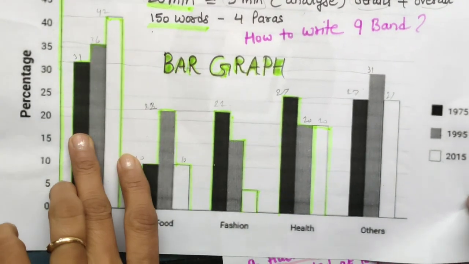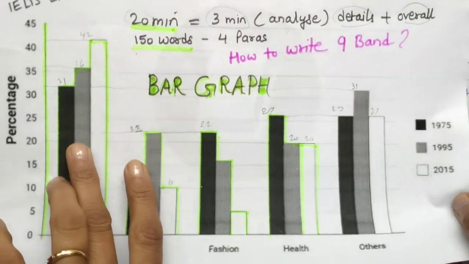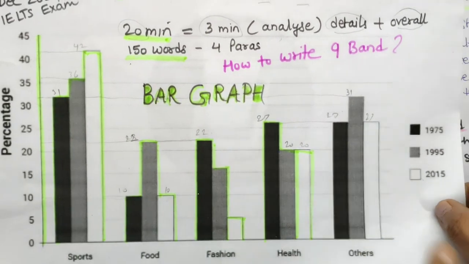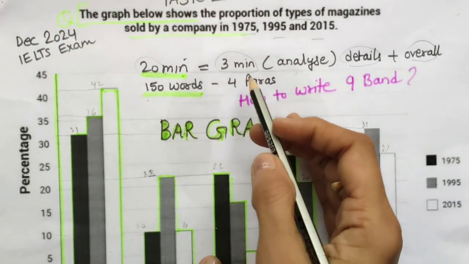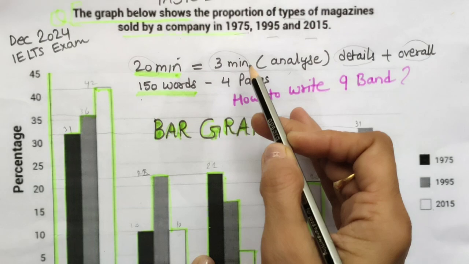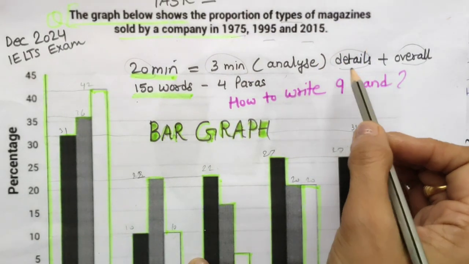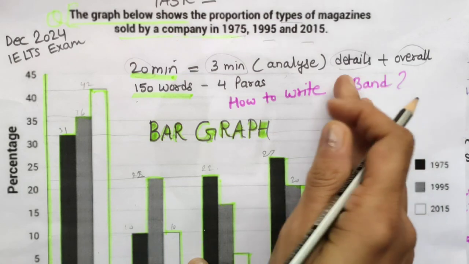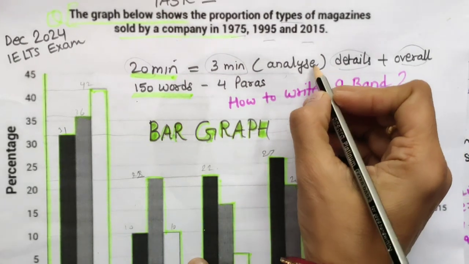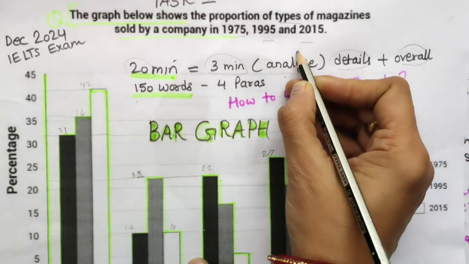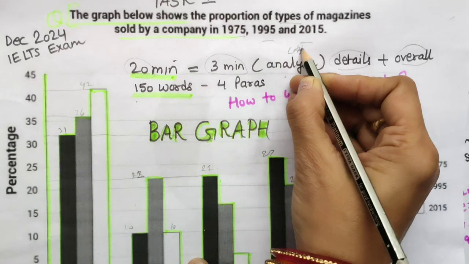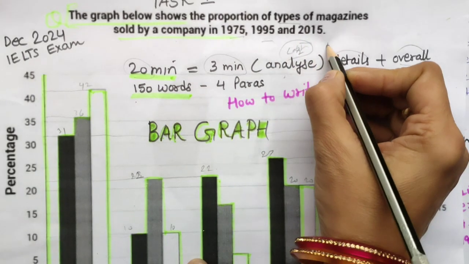Now this is the number one category, the most sold magazine you can say, and others is also. Within 3 minutes you have to analyze and then write the full Writing Task 1. And finally, in the last 2 minutes please do proofreading.